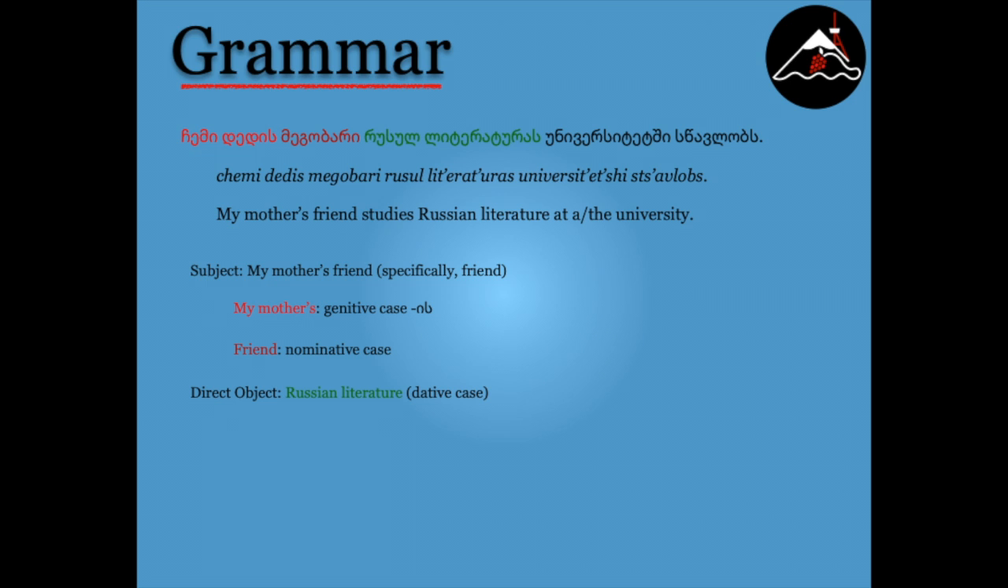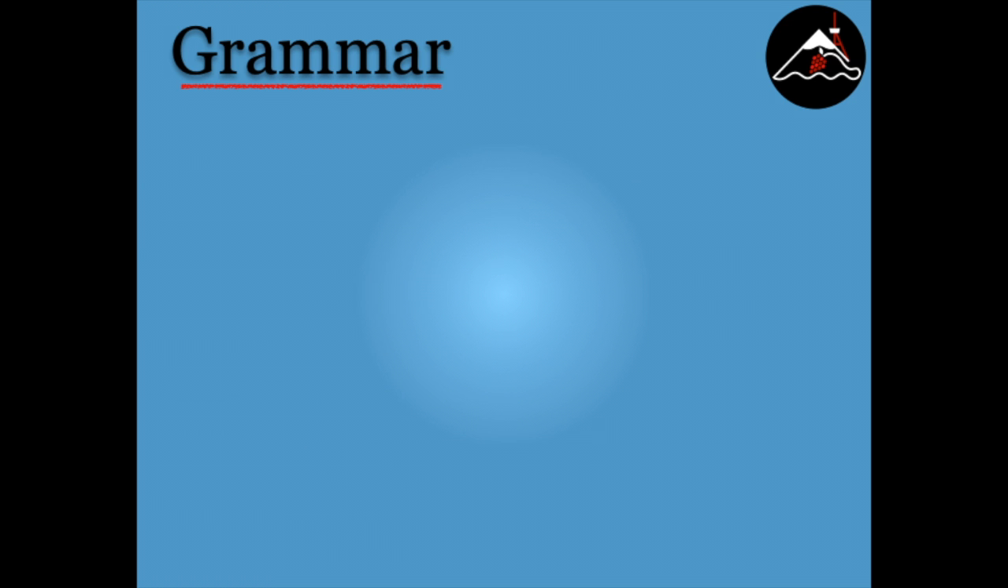After that comes the direct object, Russian literature, which is in the dative case, followed by the prepositional phrase at a or the university, and finally ending the sentence with the verb studies. This is a typical sentence structure in Georgian. For a simpler sentence, the word order is typically subject, object, verb.